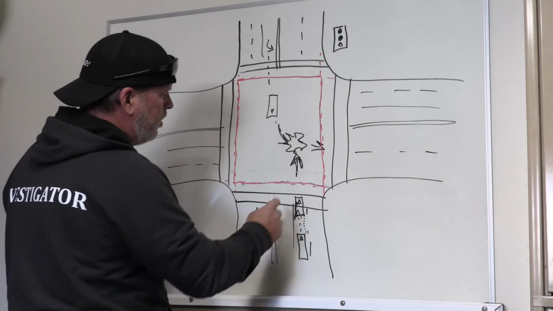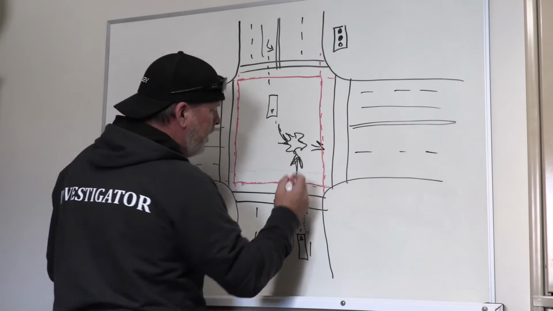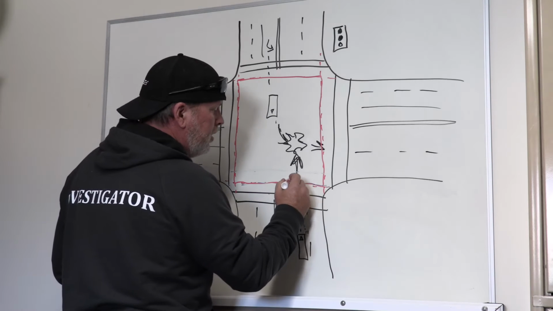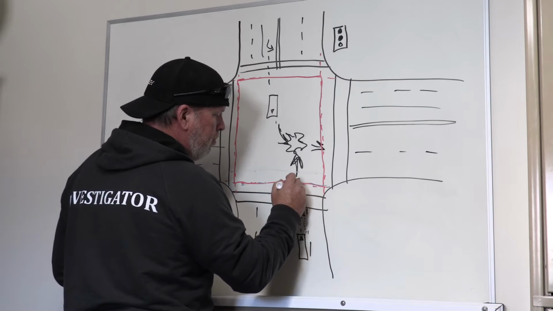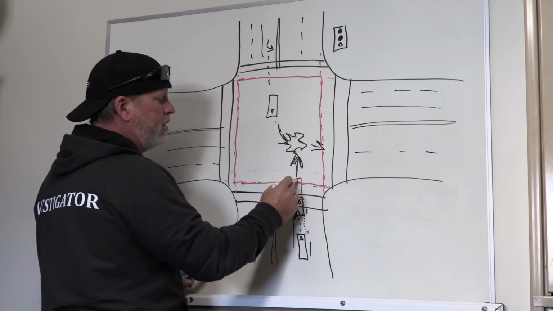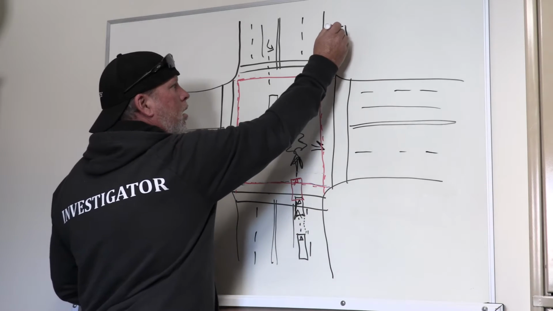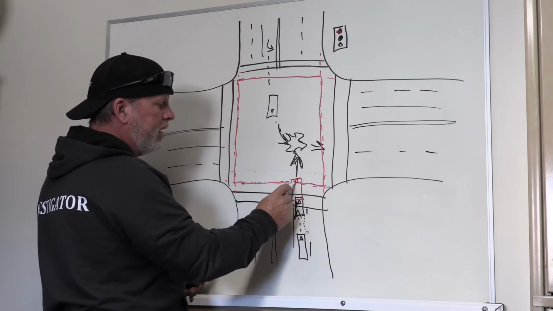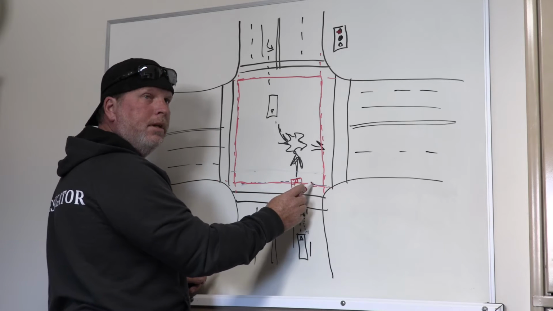So people think, my car's in the intersection, I didn't run the red light. No. Any part of your car, the bumper, half the car, the whole car, doesn't matter. Some part of your car has to be breaking this line. This would not be a red light violation if that light turned red right now, because this vehicle is technically within the intersection at the time that it turned red.